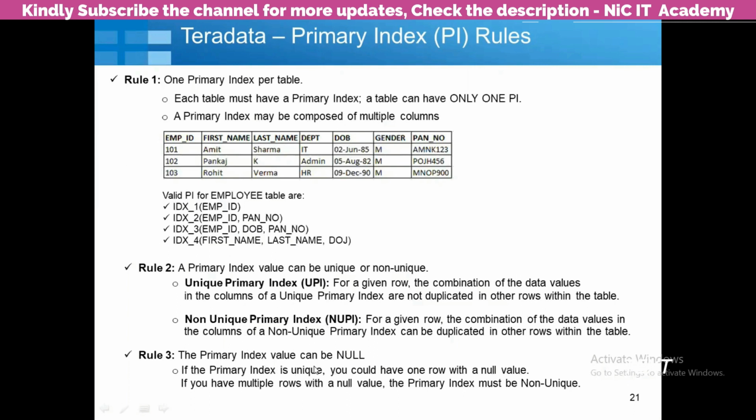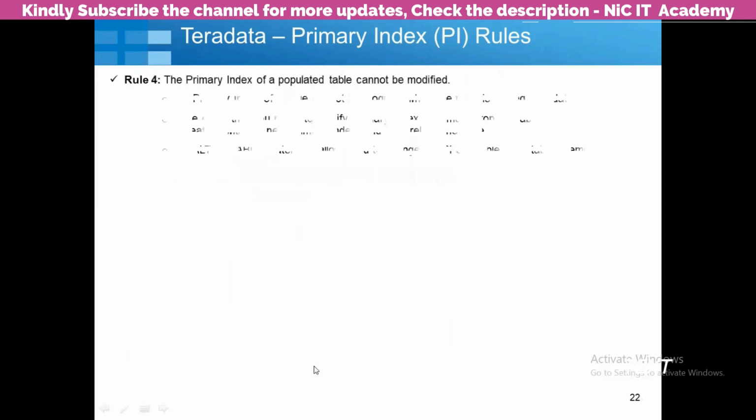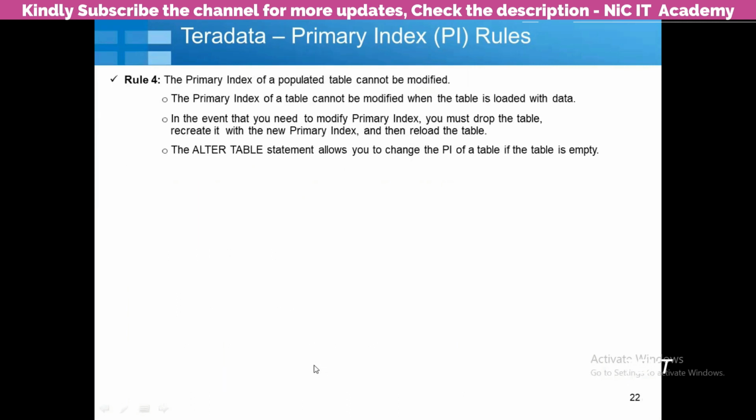So the primary index value can be null. But after creating the table, you cannot modify the index. If you want to modify it, then you have to go for what I told, right? The backing up of the table and that also.